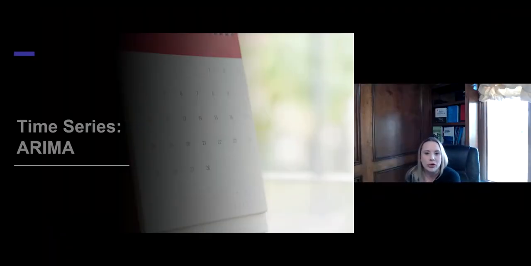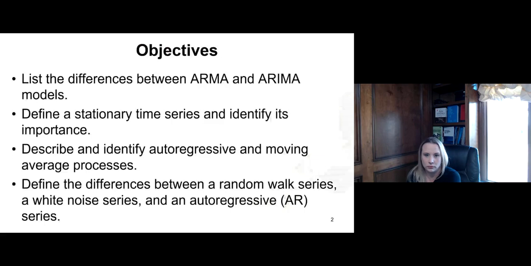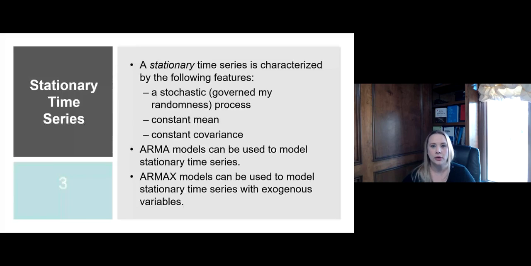In this session, we're going to review the ARIMA forecasting model. The objectives for today's session are to look at the differences between an ARMA model and an ARIMA model, define stationary time series and identify its importance, describe and identify autoregressive and moving average processes, and then define the differences between random walk series and white noise series in an autoregressive or AR series.